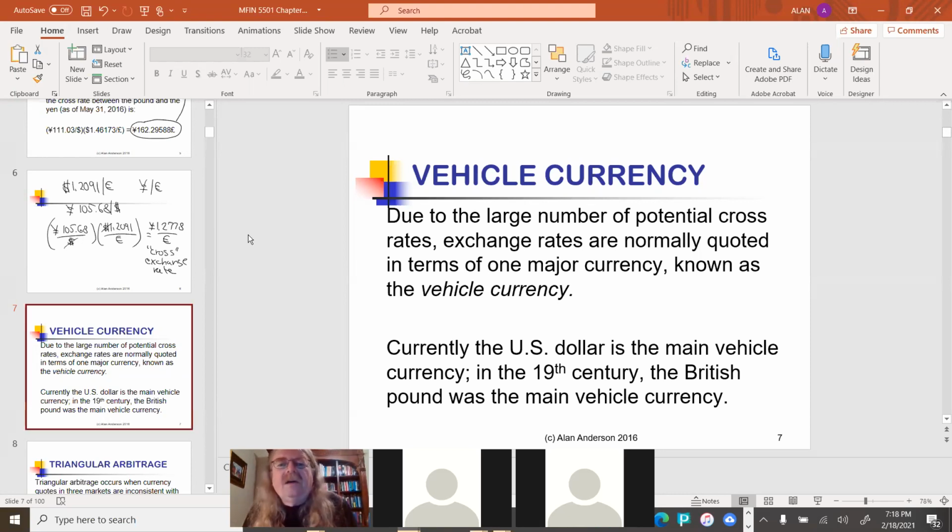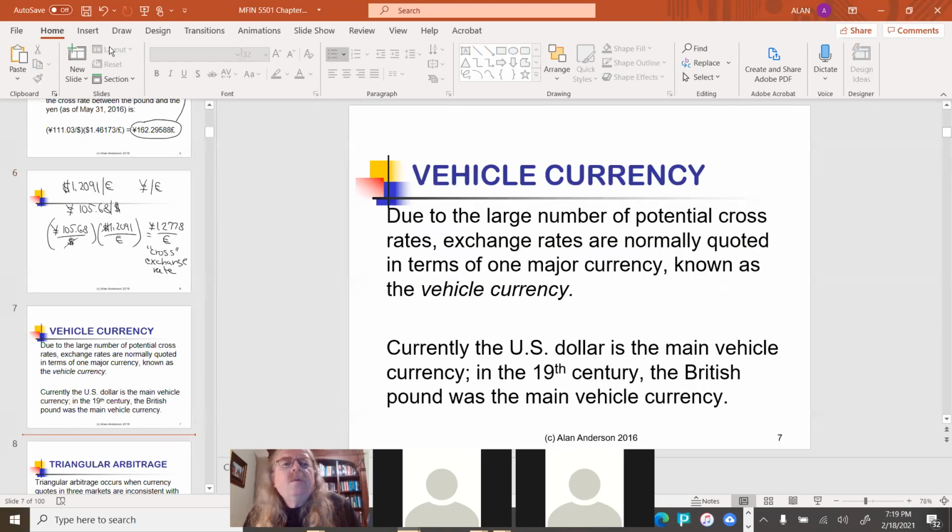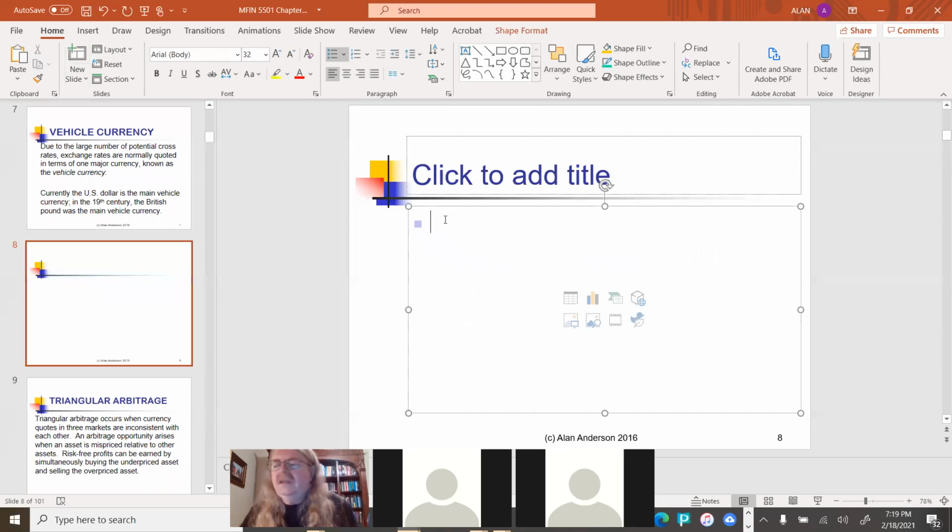Okay, now talking about cross exchange rates, we're going to introduce an incredibly important concept next, which is referred to as arbitrage. We're going to see a lot of that in financial markets courses.